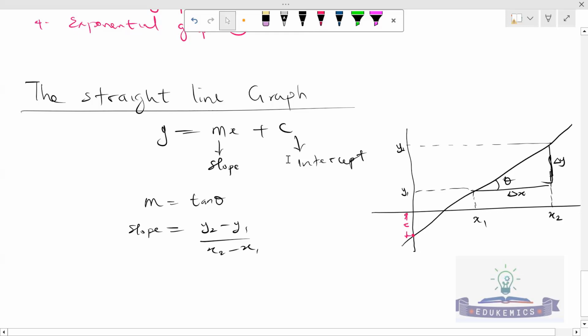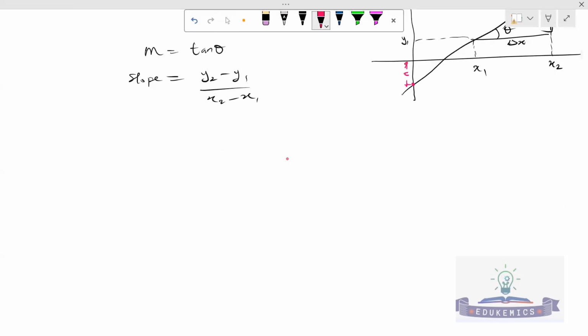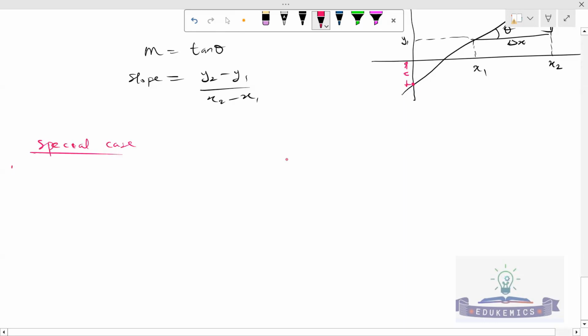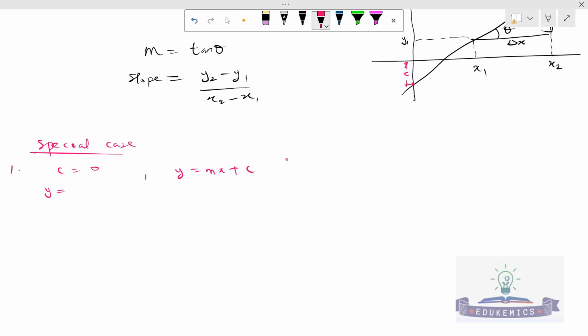For this graph, we have special cases. The first case is when c equals 0. Remember our general equation, y equals mx plus c. C is now 0, so y equals mx. And what does this tell us? That the line is passing through the origin.